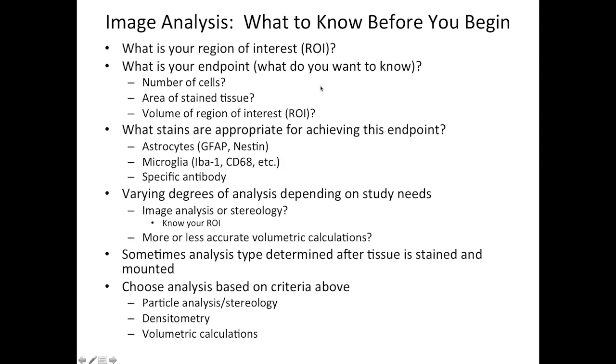On top of this, what stains are appropriate for achieving this endpoint? If you're looking at astrocytes, maybe you want to consider a GFAP or Nestin stain, for microglia an IBA1 stain, or maybe there's a specific antibody that you have in-house, or that you need to look at an even more specific region or object.